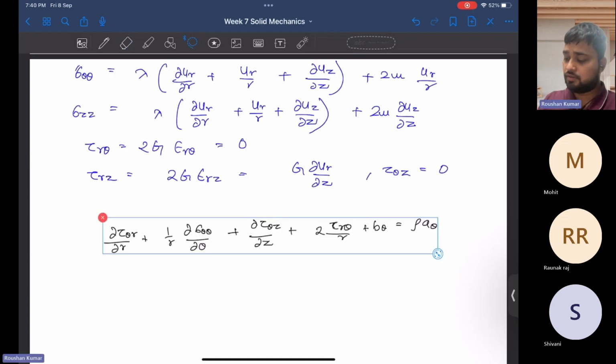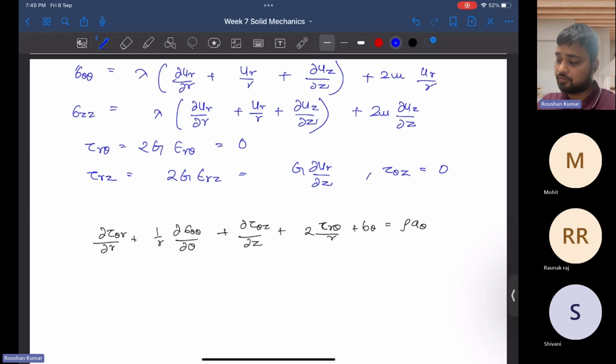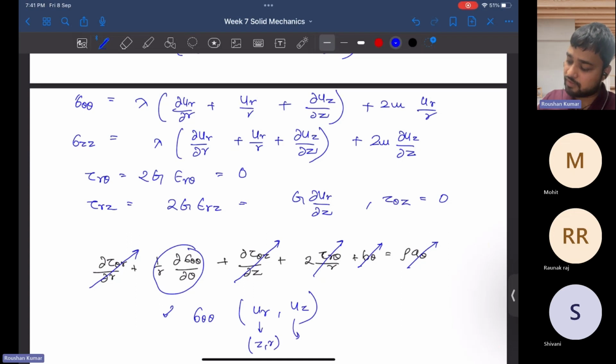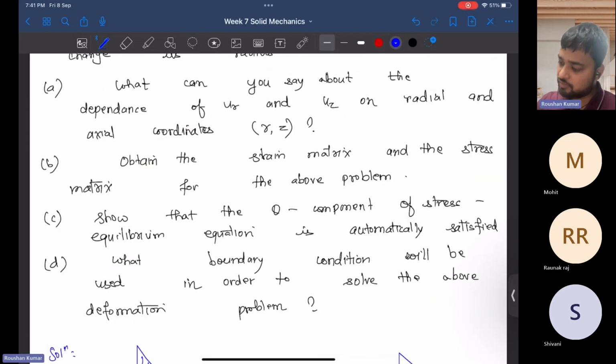If you see the stress equilibrium equation in theta direction, there is no body force, therefore it is zero. There is no acceleration, so it is zero. Tau r theta is zero. Tau theta z is also zero. Tau theta r is also zero, and the remaining term is del sigma theta theta upon del theta, and sigma theta theta, if you see the expression, is basically a function of u r and u z, where u r is a function of z and r, and u z is a function of r. So it is independent of theta, so this is also 0. So yes, the third part of the question is answered: the stress equilibrium equation is automatically satisfied in theta direction.